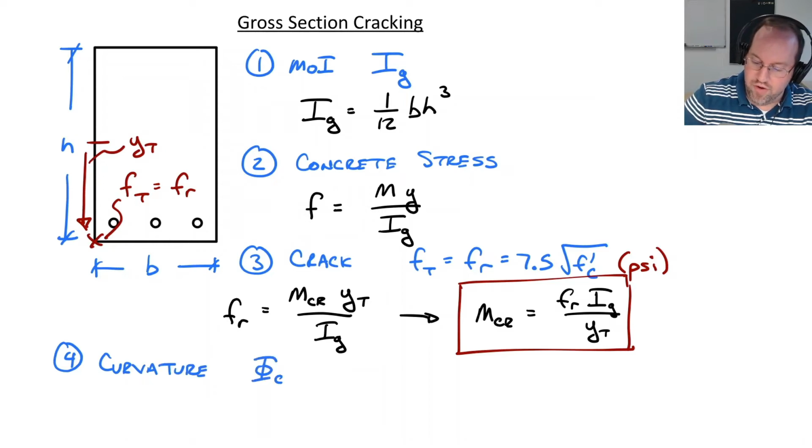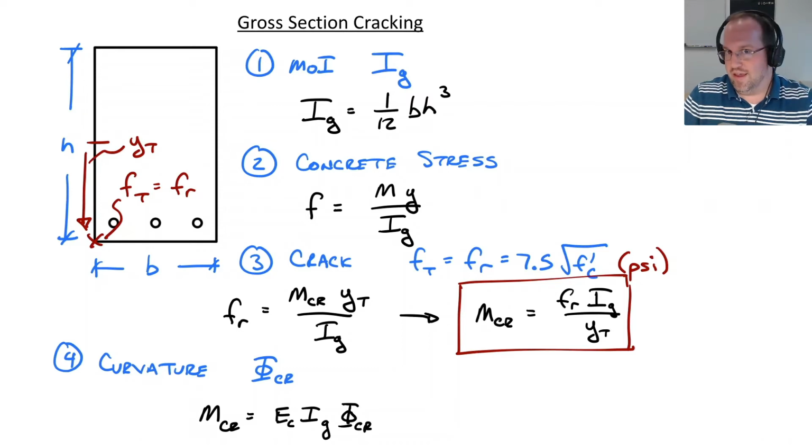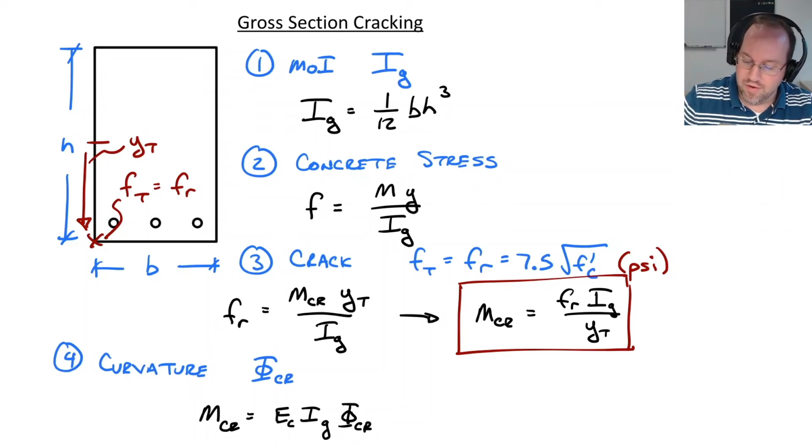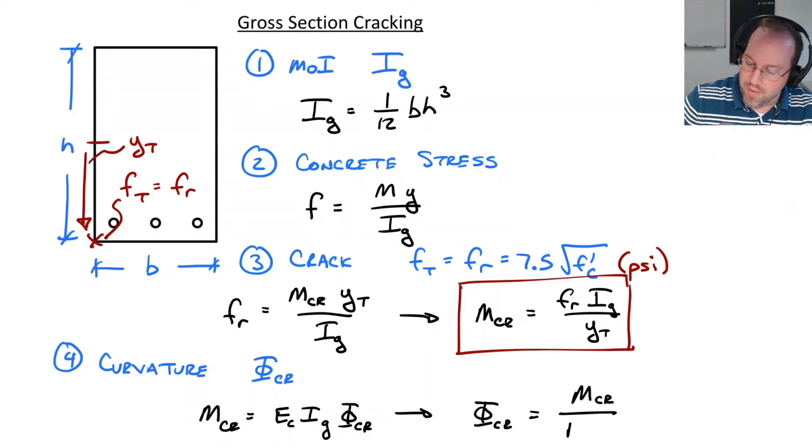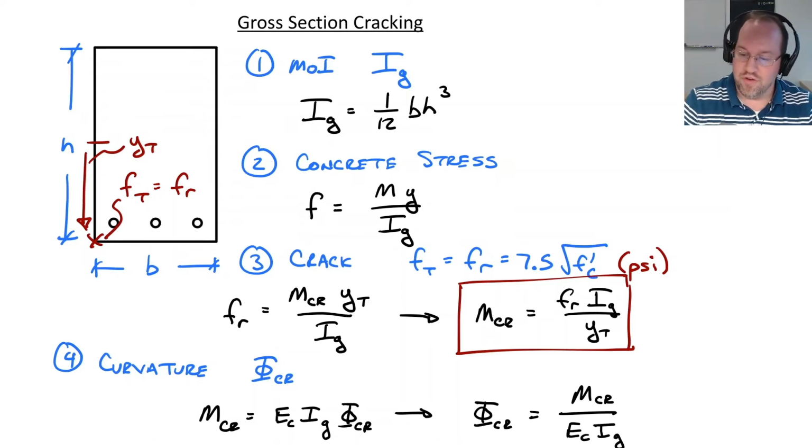My curvature at cracking. This is just derived from the expression for linear beams that my moment is equal to E times I times my curvature. In this case, the E is the modulus for my concrete, I is I gross, and the curvature is, of course, the curvature at cracking. Rearranging, we get the curvature at cracking is the cracking moment divided by my modulus and my moment of inertia for the gross section.